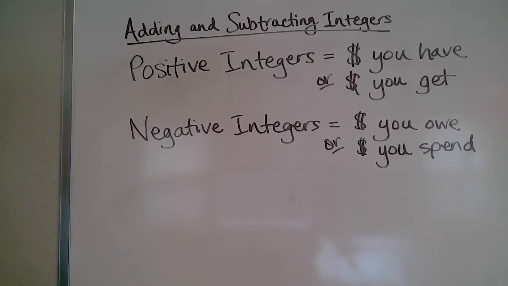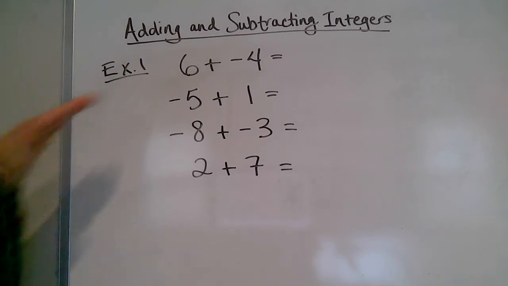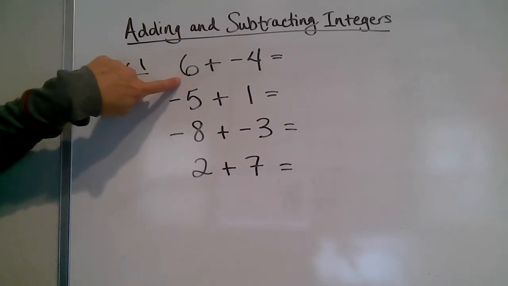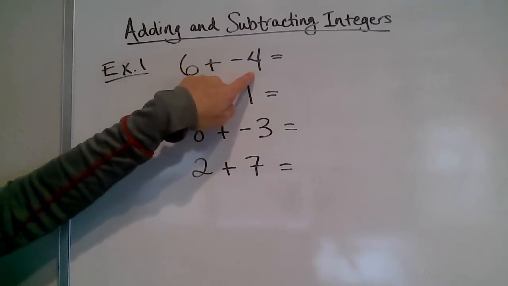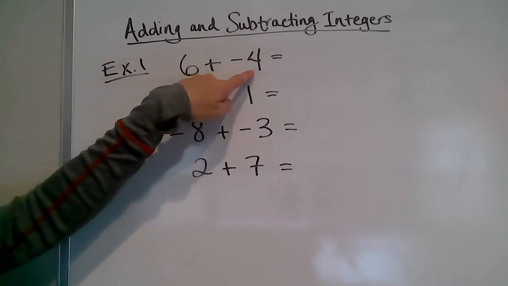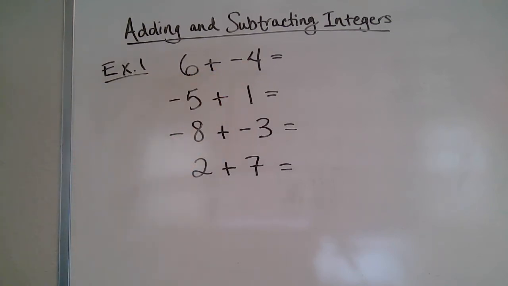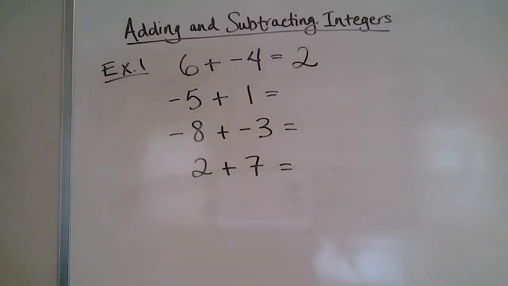So let's go ahead and look at a couple of examples. All right, so in example 1, we just have all additions. Some of the numbers are positive, some of them are negative. Let's go ahead and use the money idea as a way to think of these. So our first one, positive 6, that means you have $6. Negative 4 means you owe $4. So if you have $6 and you owe a friend $4, you need to pay them back. And after you pay them back, you only have $2 left.